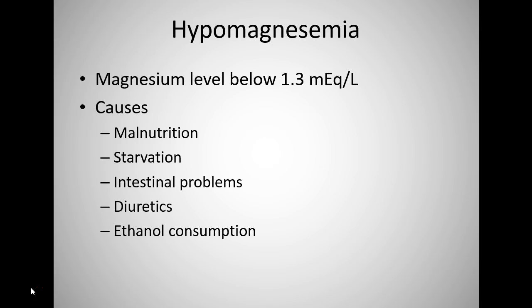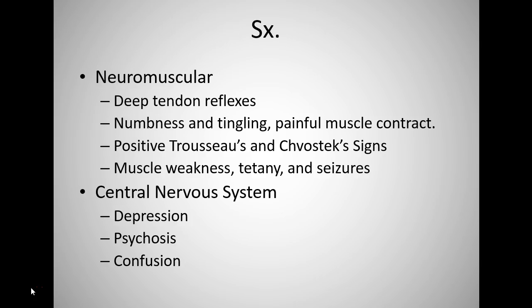So for hypomagnesemia, magnesium level falls below 1.3 milliequivalents per liter. Causes can be malnutrition, starvation, intestinal problems, diuretics, and ethanol consumption. So symptoms for neuromuscular, you're going to have hyperactive deep tendon reflexes. You'll have numbness and tingling, painful muscle contractions. You'll have positive Trousseau's and Chvostek's sign. You'll have weakness in the muscles. You'll have tetany and seizures. And you also have central nervous system problems, which will be depression, psychosis, and confusion.